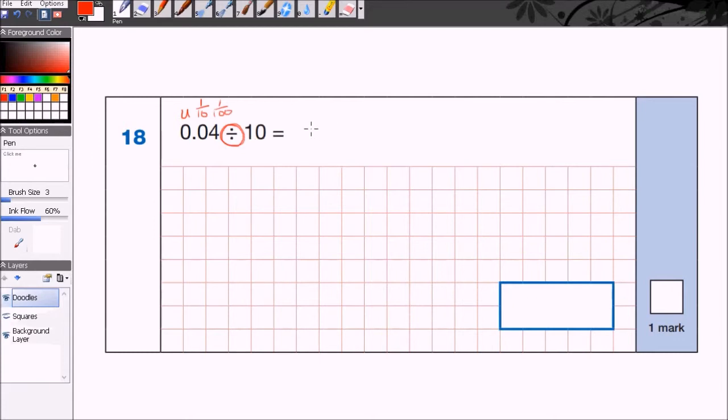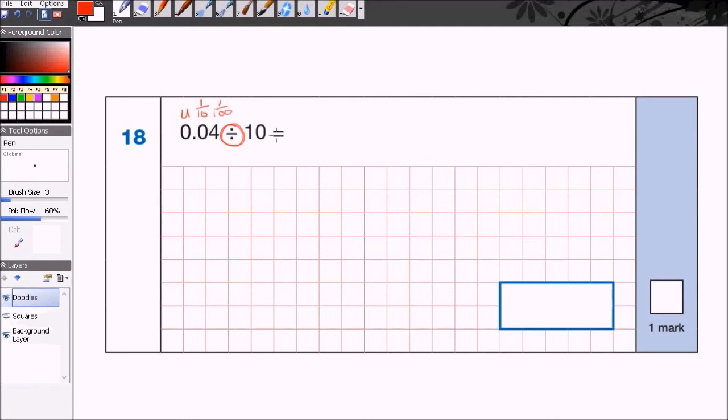The rules are that when you divide, it gets smaller. When you multiply, it gets bigger. So 0.04 divided by 10 is getting smaller. Okay? So which way do we think the number's going to move? Is it going to move to the left or to the right? Well, if a number's getting smaller, all of this is going to shift to the right because there's going to be more zeros in here.